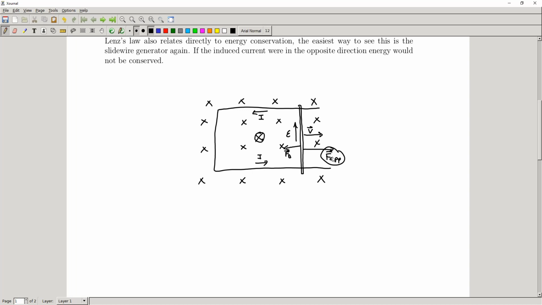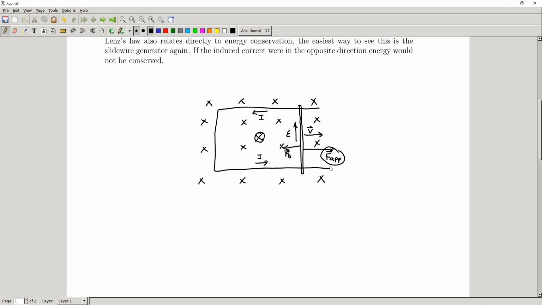We have an applied force. We have some force resisting our motion. Let's say the applied force is sufficient that at least it's keeping v constant, well then this applied force, all of that force that we're pumping into the system, is slowly being turned into current over time, right? And so this is exactly what Lenz's law sort of tells us.